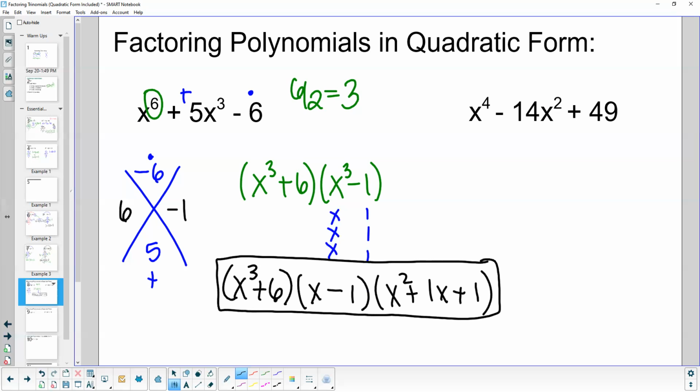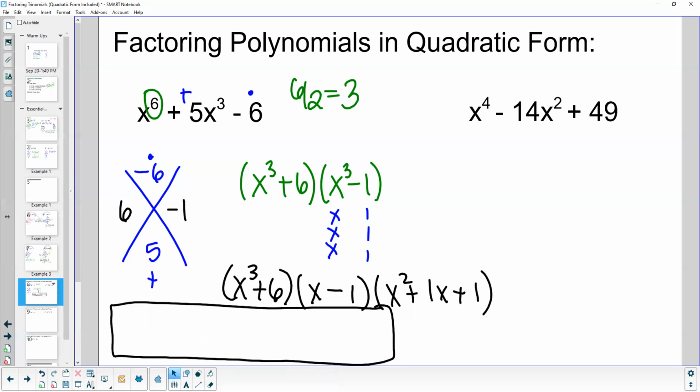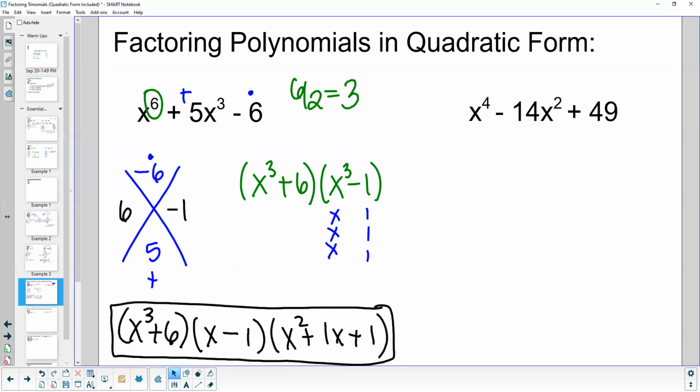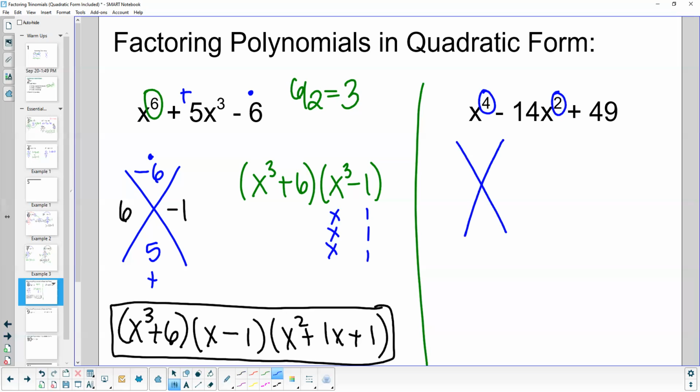So let's take a look at this next one all together. We'll move this little equation there. So we want to factor this. It's got 3 pieces. This one is double this one, so we know we can use the x games. So we're going to multiply to 49. We're going to add to negative 14. So what numbers multiply to 49 but add to negative 14?